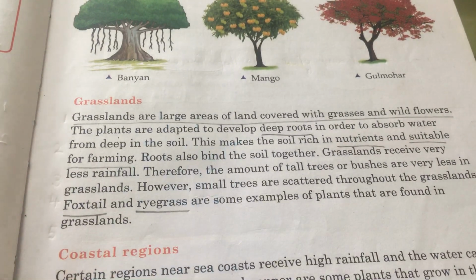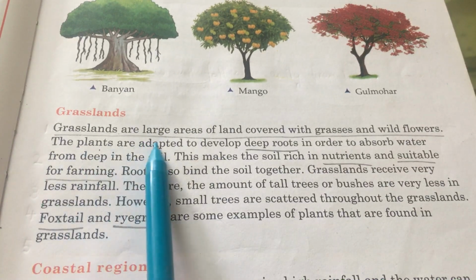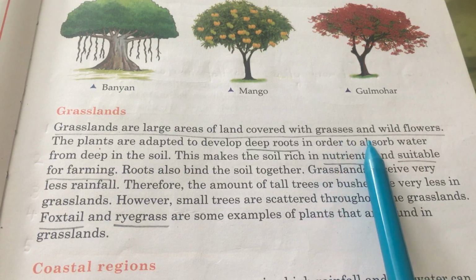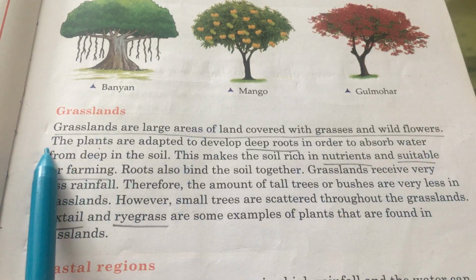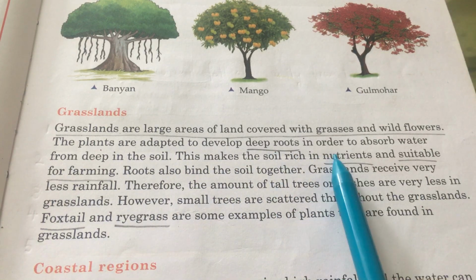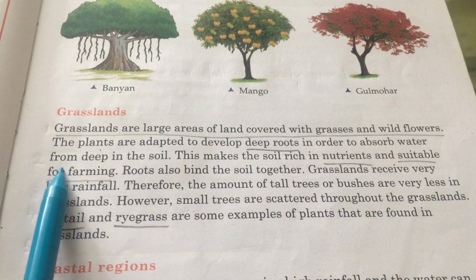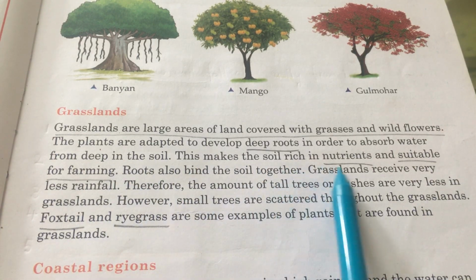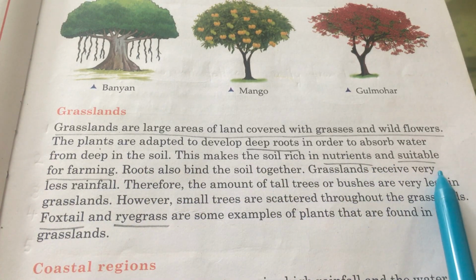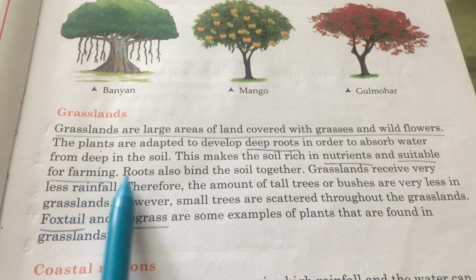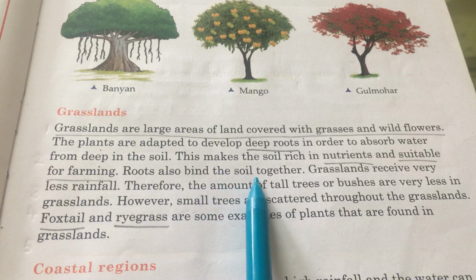Now grasslands. Grasslands are large areas of land covered with grasses and wild flowers. The plants are adapted to develop deep roots in order to absorb water from deep in the soil. This makes the soil rich in nutrients and suitable for farming. Roots also bind the soil together.